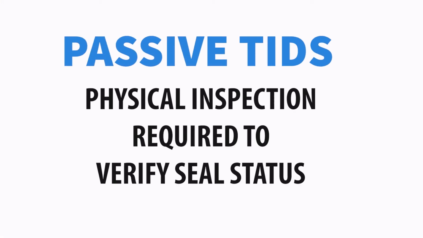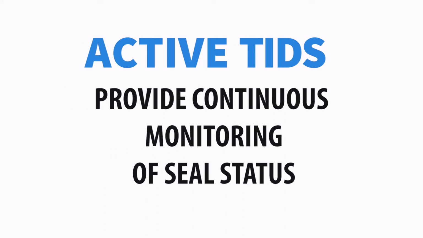There are two primary categories of TIDs, active and passive. Passive TIDs require physical inspection to determine containment. Typically, they have no electronics and rely on physical or chemical mechanisms for integrity and identity. Active TIDs provide continuous monitoring of containment. This allows them to record a date and time of application and opening. They require some embedded electronics for monitoring and are often battery powered. They may have the capability to be monitored remotely using a wired or wireless connection.